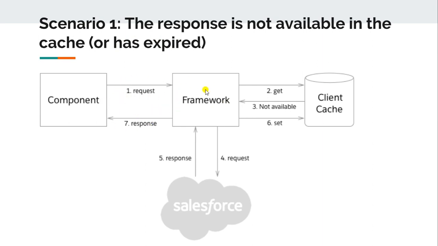The component makes the call to the framework, which checks the client cache and returns that there is no data in the cache. Then it will make the call to Salesforce, the response returns to the framework, which sets the cache, and after that the data will be sent to the component.